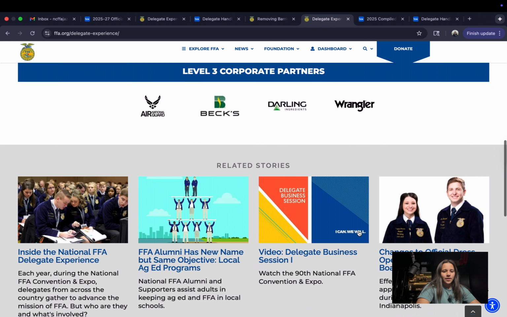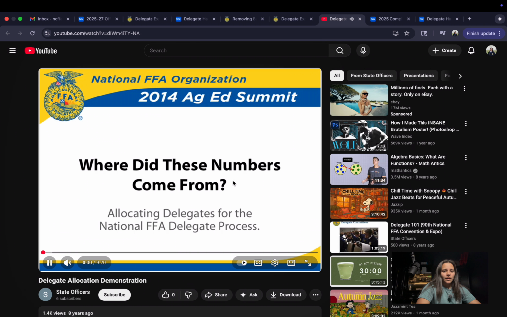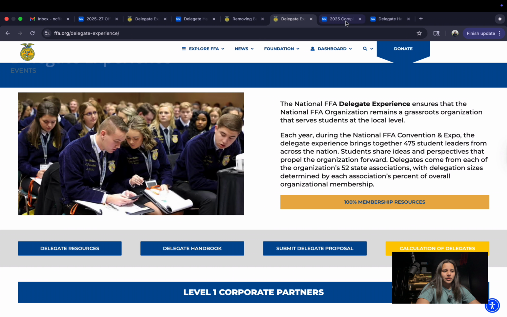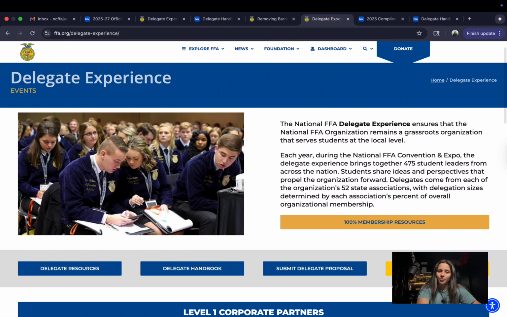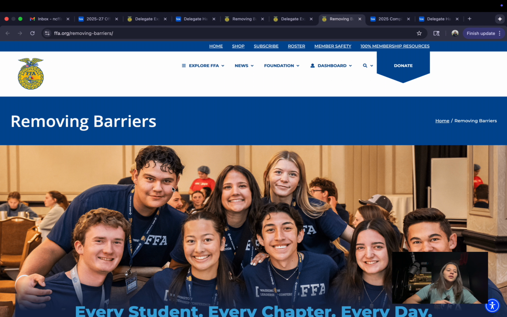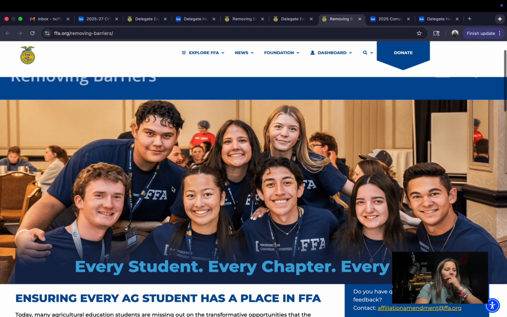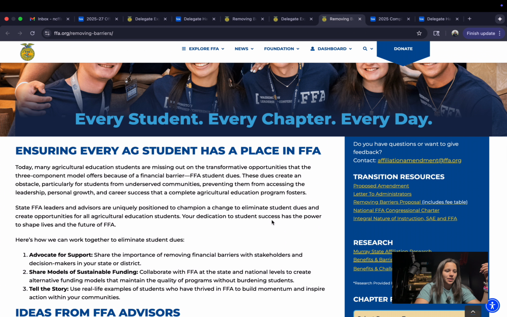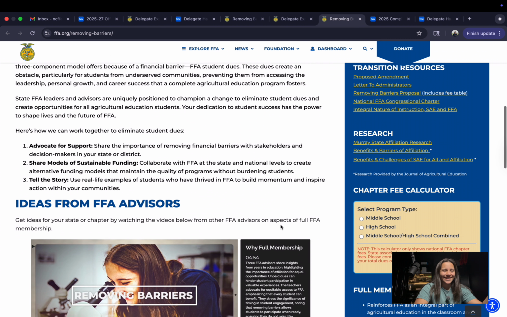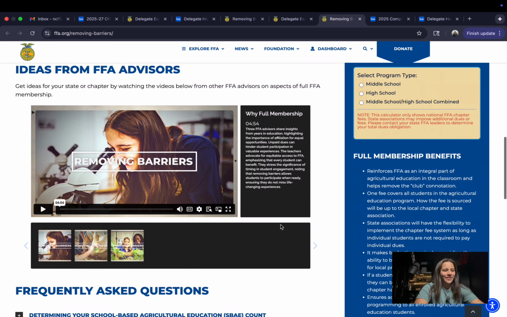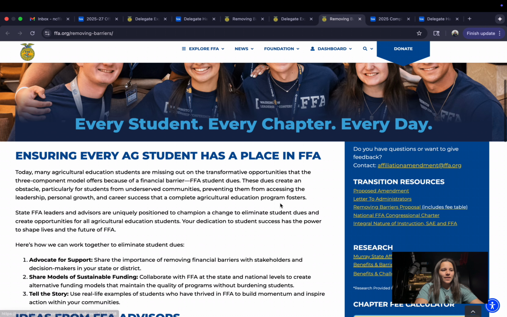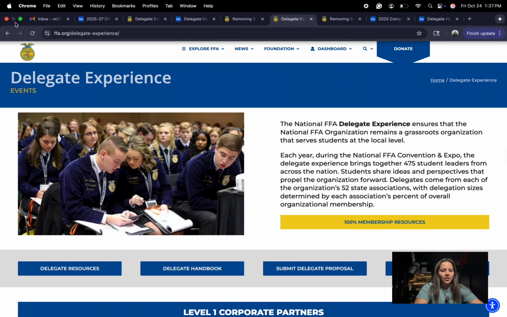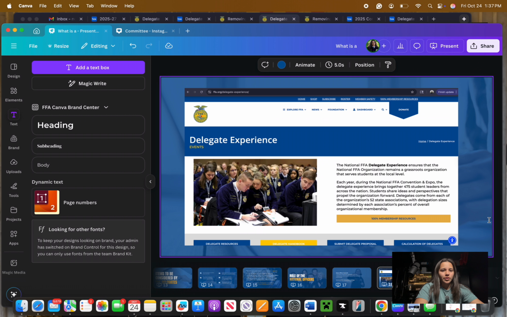You can also see how they calculate the delegates. There's a YouTube video on that. This is a really good resource if you'd like to learn more. There's also the amendment that we were talking about, removing barriers, the affiliation amendment. It's a pretty big deal, so that's on here as well. But yeah, that's what we got. Go check that out if you're interested in learning in more detail.